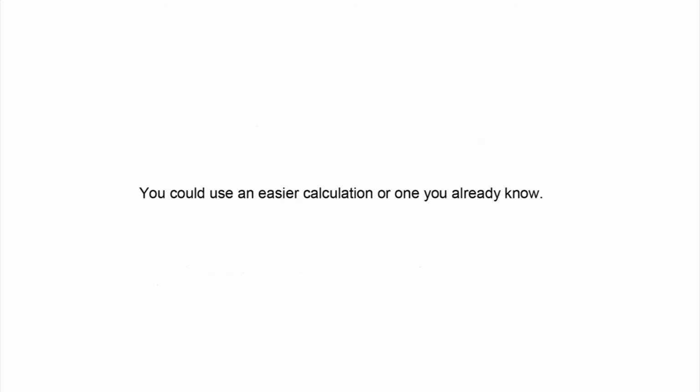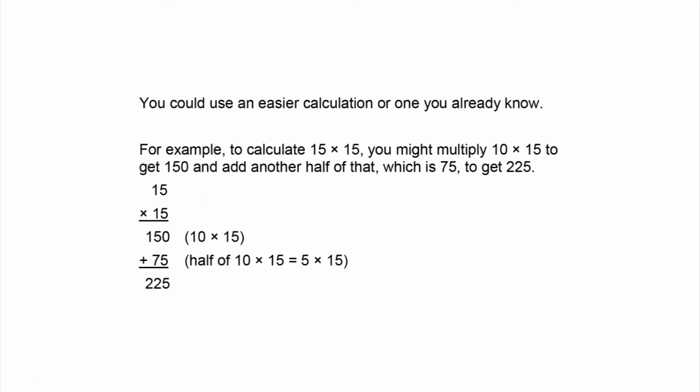You could use an easier calculation or one that you already know. For example, to calculate 15 by 15, you might multiply 10 by 15 to get 150, and add another half of that, which is 75, to get 225. So it's easy to do the 10 times 15 and get 150, and then just take half of 150. If you remember that half of 150 is 75, you can do that, and then add the two together.